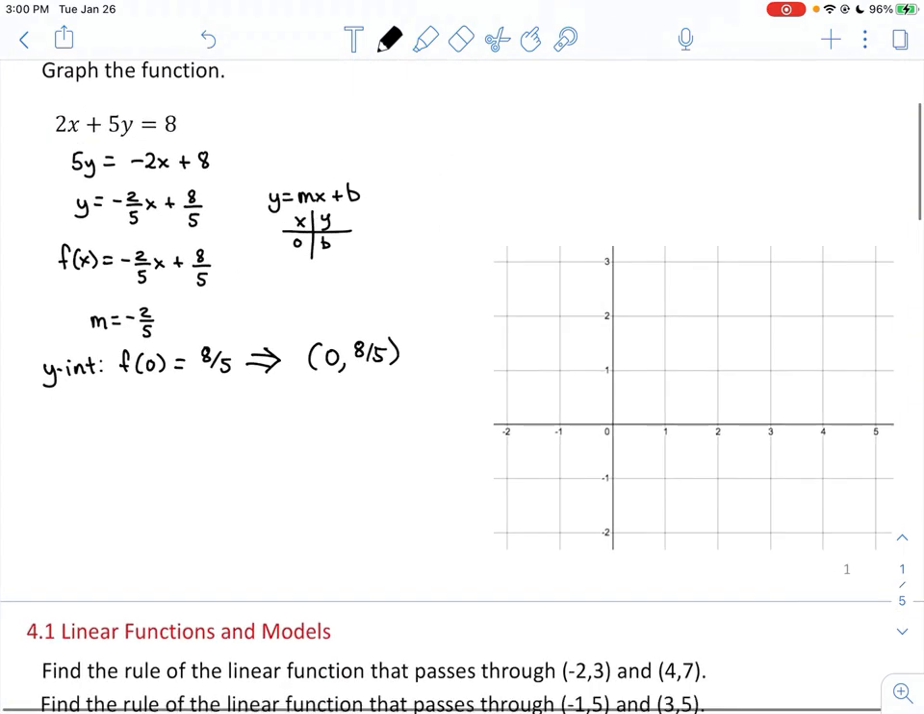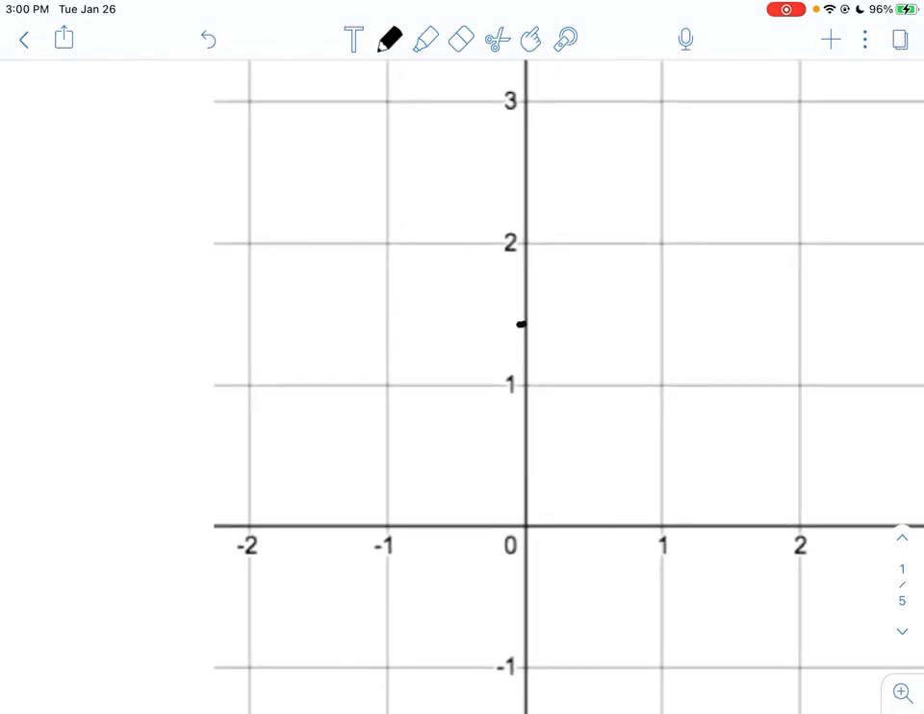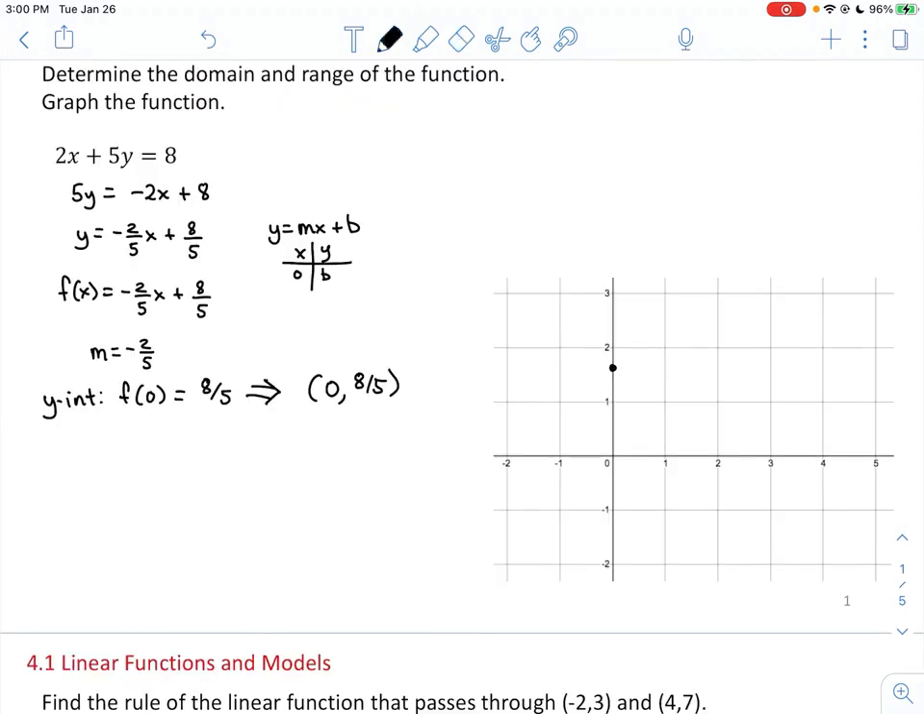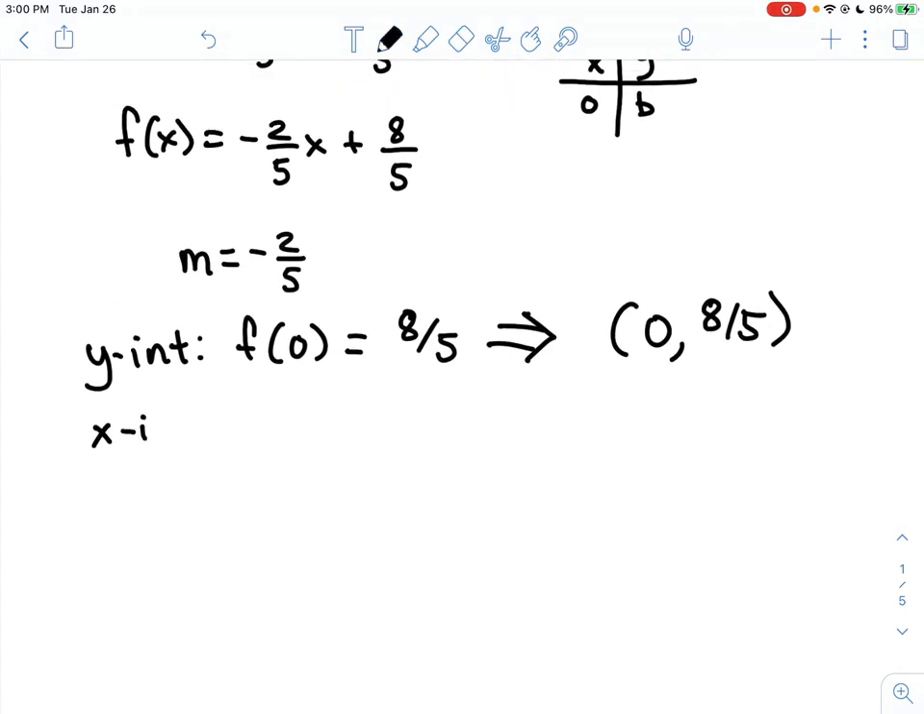Let me go ahead and place that in our graph right now. 8/5 is 1 3/5. And if I were to break this little interval up into fifths, so 1 3/5 would be about right there. So there's the y-intercept. To find the x-intercept of a function, you set the rule of the function equal to 0, and the rule is negative 2/5 x plus 8/5, and solve this for x.